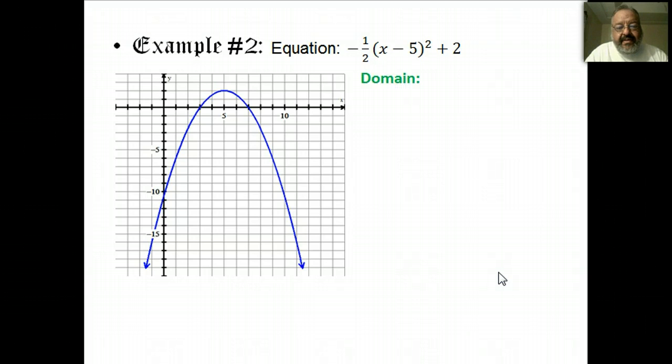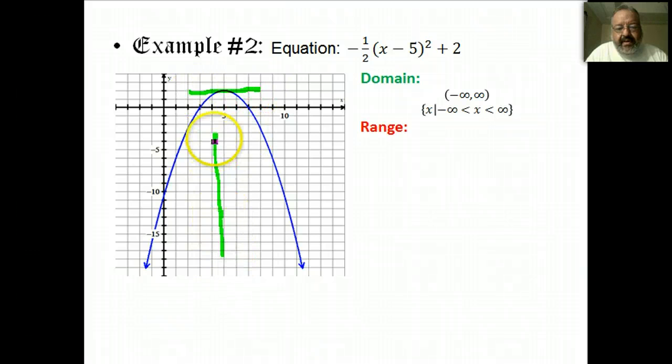Looking at the domain, it's almost always going to be the same, from negative infinity to positive infinity. The range in this case is a little weird because it's kind of upside down. The maximum is up here, so coming up this way, it's going to stop right here at 2. So it's going to go from negative infinity to 2, including 2.